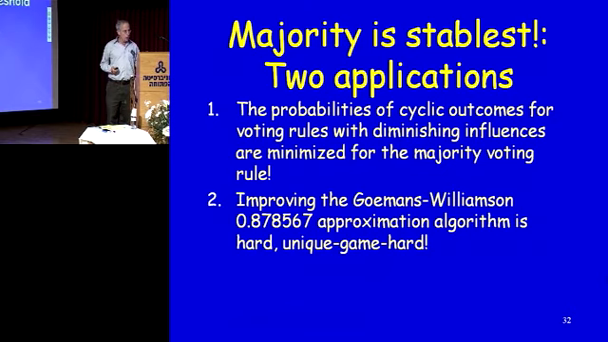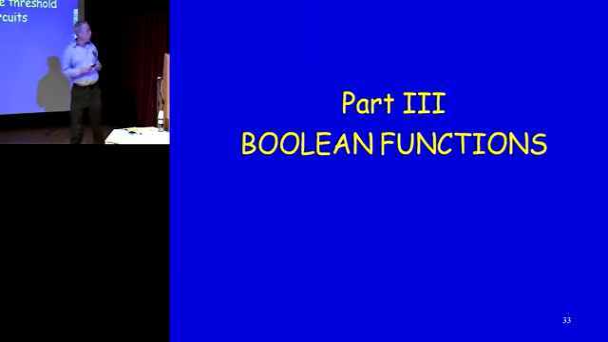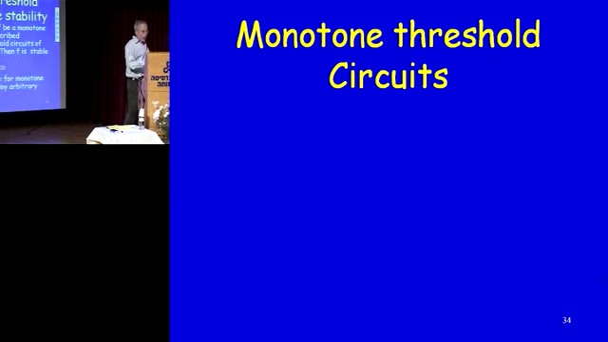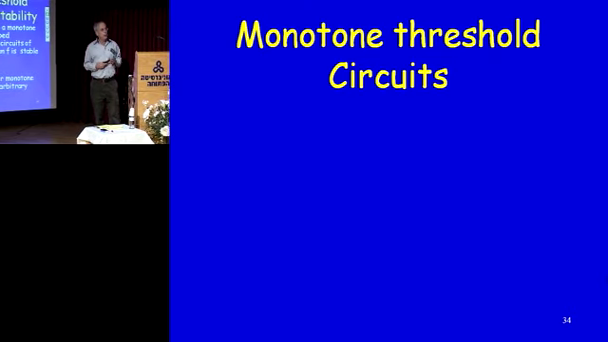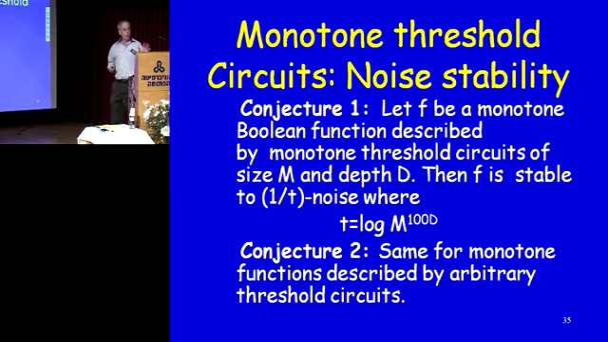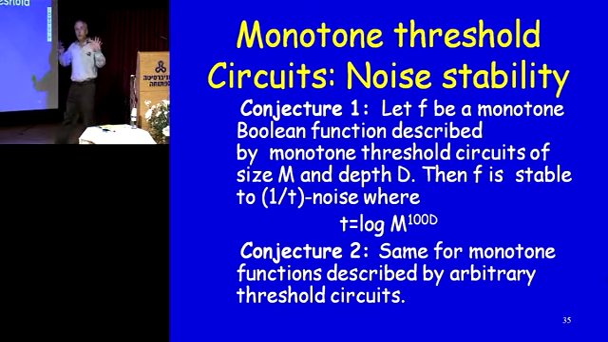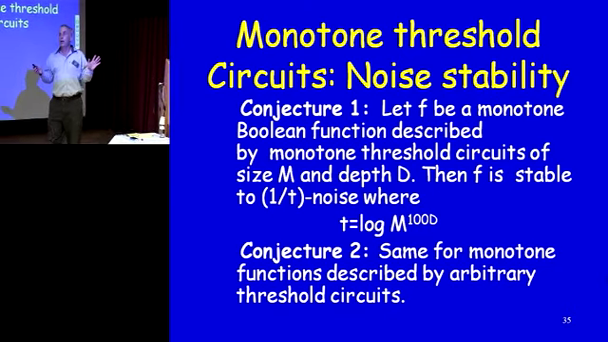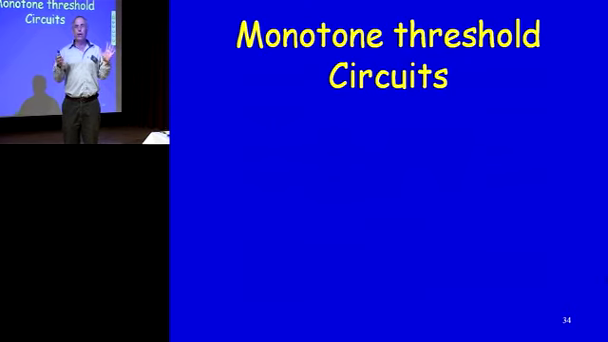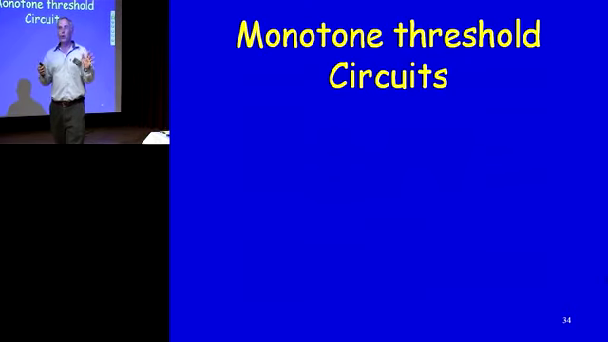Part 3. Okay. Now there are two conjectures, but as I already told you, I will describe briefly one conjecture. In fact, one conjecture with two variations. The first conjecture is the following. Suppose you have a monotone, I should say, what are monotone threshold circuits? So I assume that you all know what Boolean circuits are. But let me tell you what they are, and if I'm wrong, you can correct me.